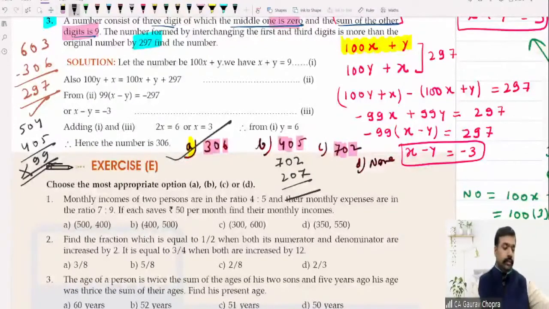So now we have understood there are two methods, one the detailed and the second one is options. But in order to save time, we have to use the options.